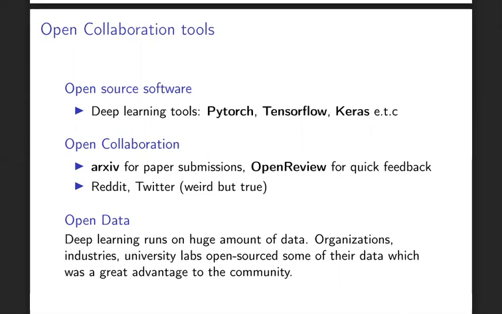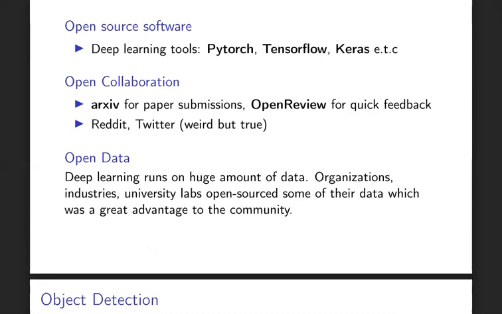And then you have the open data. Deep learning is data hungry. It's looking for data all the time. So a lot of organizations and university labs open source some of their data, and it helps other communities try out new ideas and test new hypotheses. All these things are what make a lot of applications using deep learning come up. It's because of this open collaboration.